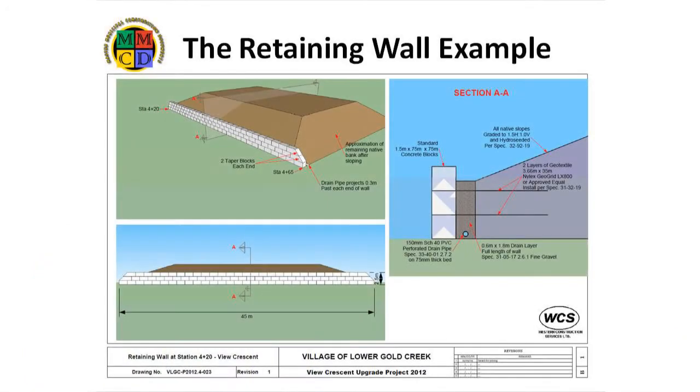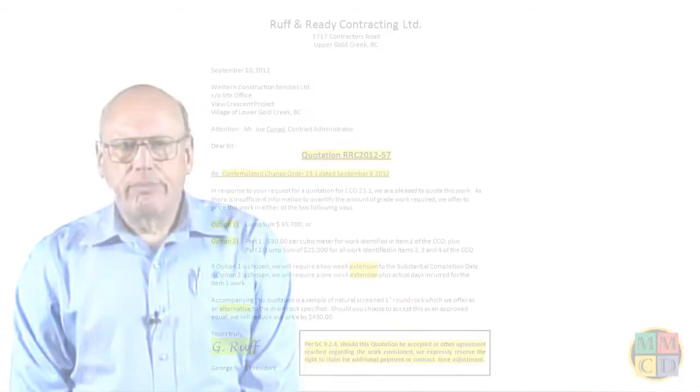Now, let's return to the example. Through the CA, the owner has asked for a quotation to build a retaining wall. As you can see from the drawing, this wall will require some unspecified quantity of grade work to reach final slopes. The CA issued CCO 23.1 and received quotation RRC 2012-57 in return.